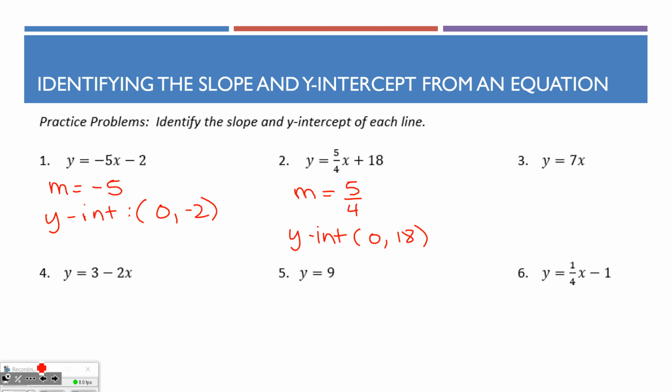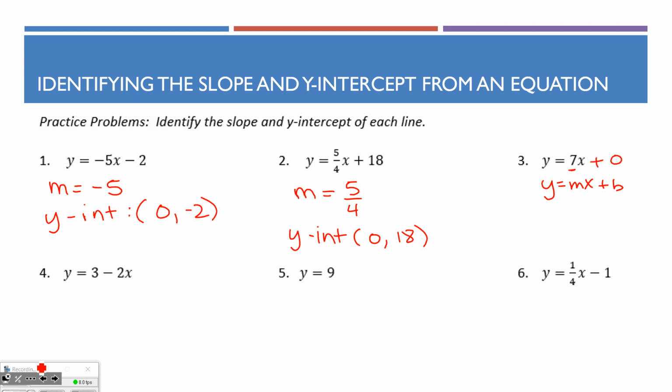Number 3 looks a little different, but it is actually in that form, y equals mx plus b. Notice the 7 is the coefficient of the x. So that is the m, right? What's missing? The b is missing. Well, it's plus 1. So what can I add to 7x to make it kind of disappear?